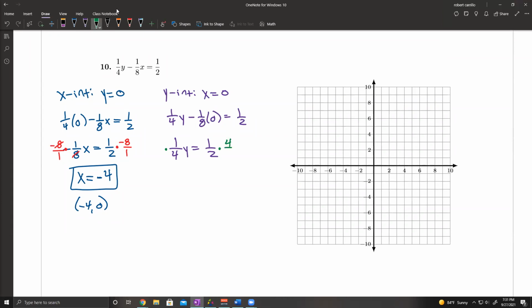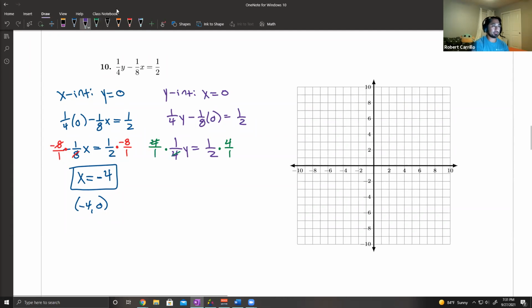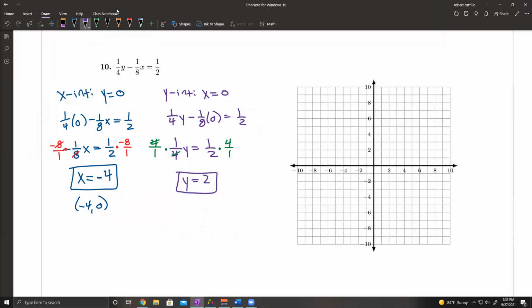4/1. 4/1. And on the left side, cancel, cancel. We get left with y equal to 4 divided by 2. That leaves me with 2. And we get 0, 2.